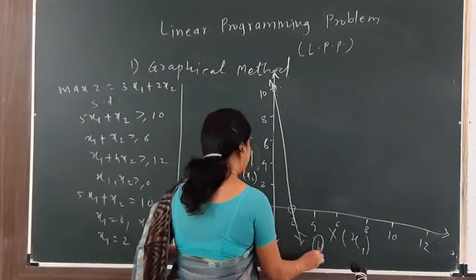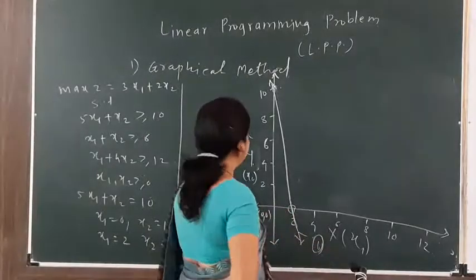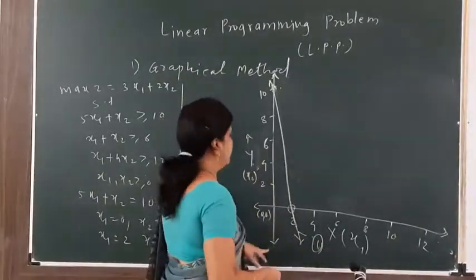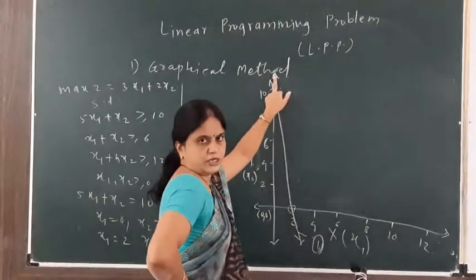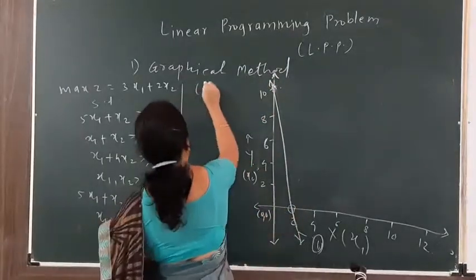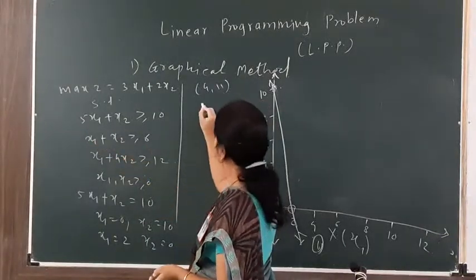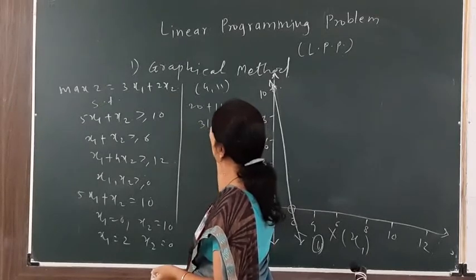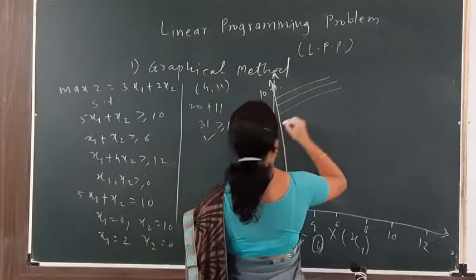And for this equation, the area is greater than or equal to type. Since the area is greater than or equal to type, it is actually the upward region. Let me check. Suppose I put 4 and 11. If I put 4 and 11 over here, 5 into 4 is 20 plus 11, that means it is 31. So 31 is greater than 10? Yes, it is. So my region is this.